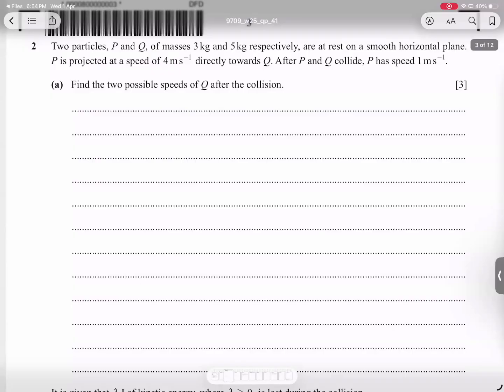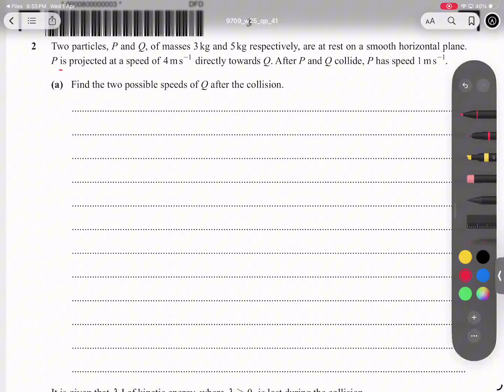Question number two. Particles P and Q, with masses 3 and 5 kilograms, on a smooth plane. He mentioned clearly that P is thrown with speed 4 towards Q. Q is at rest. P's speed after is 1. Find two possible speeds of Q after collision. So let's start. We have two situations.